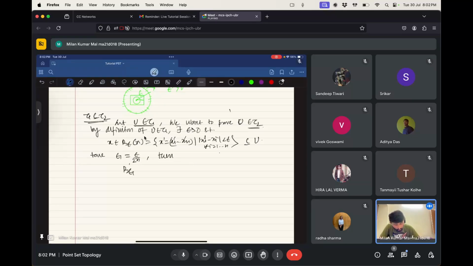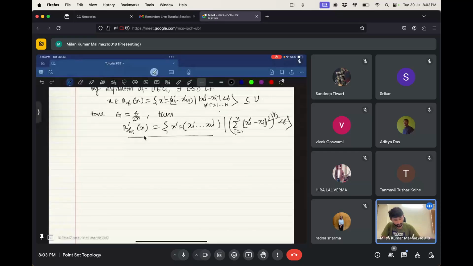Then B epsilon 1 dash of x is equal to the set of x dash equals x1 dash to xn dash such that the summation of mod xi dash minus xi squared, i equals 1 to n, whole to the power 1 by 2, is less than epsilon. How can I say this? Let's take this one. Now the claim is that B epsilon 1 dash x is actually sitting inside B epsilon x.